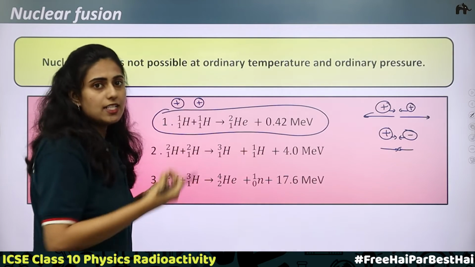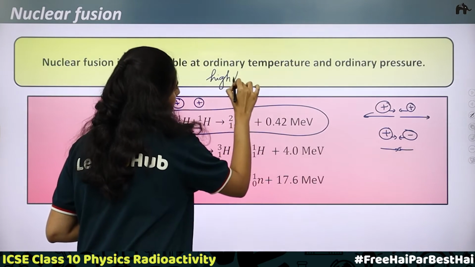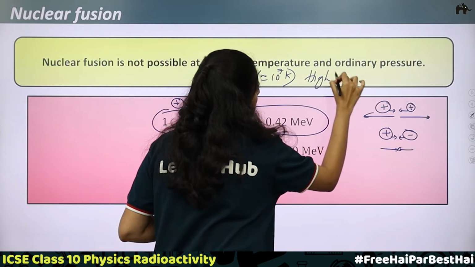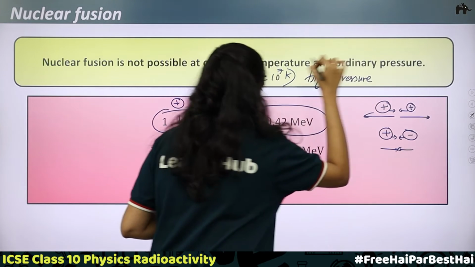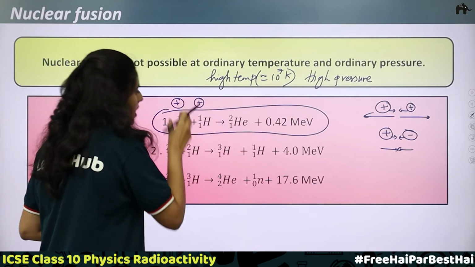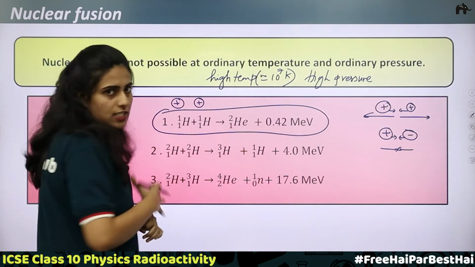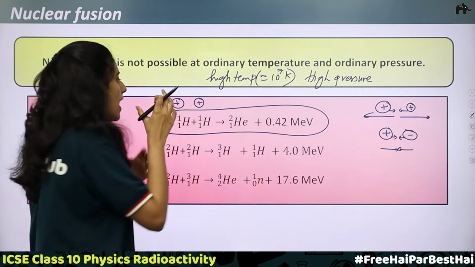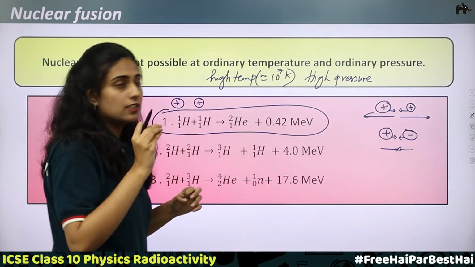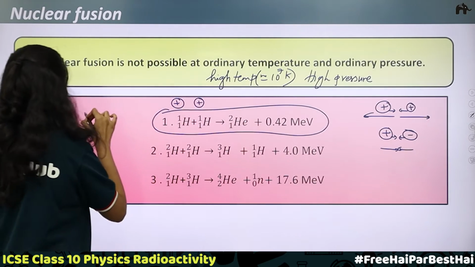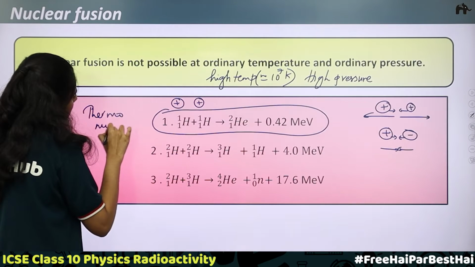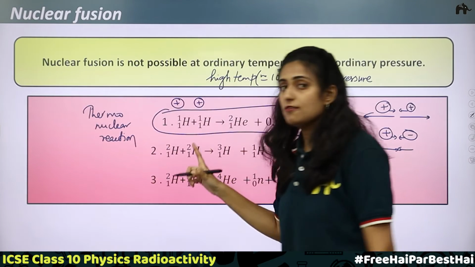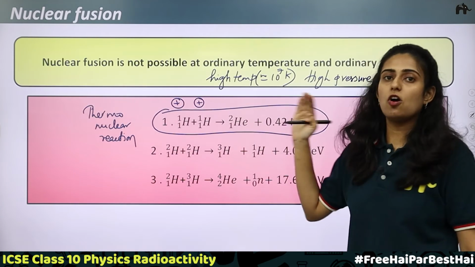For that, we will be providing a high temperature approximately equal to 10 raised to 7 Kelvin and a high pressure. When you provide these conditions, that is a high temperature and high pressure, the particles, due to thermal agitations, these charges, they will be acquiring a kinetic energy. This kinetic energy now helps to overcome the electrostatic force of repulsion and they will combine. So understood? This is why a nuclear fusion reaction can also be called a thermonuclear reaction. So remember, this reaction will happen only in the presence of a high temperature and high pressure. It cannot happen at ordinary temperature and pressure.